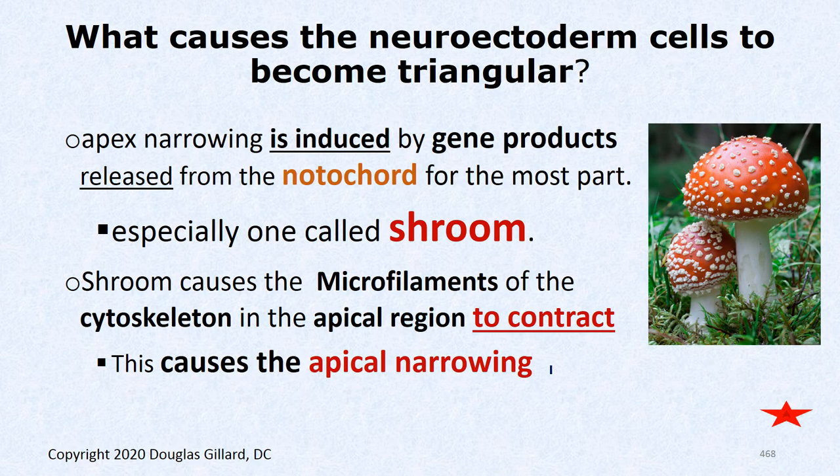We cut out a lot of stuff, but this is an easy one to remember: Shroom. What causes the neural ectoderm cells in the midline to become triangular? A gene product gets turned on. It's released from the notochord just over the very midline, and that's called Shroom. It doesn't go out to the outer portions yet, but Shroom soaks into those neural plate cells right in the midline, and it causes the microfilaments of the cytoskeleton in the apical region to contract together. As they contract, it causes a triangle shape. Remember, cells have a cytoskeleton. These cells get really crunched down at the apex, and the ones next to them are still in their normal shape. They haven't been affected. That's what creates the triangle shape there.